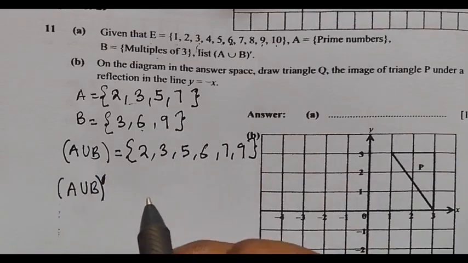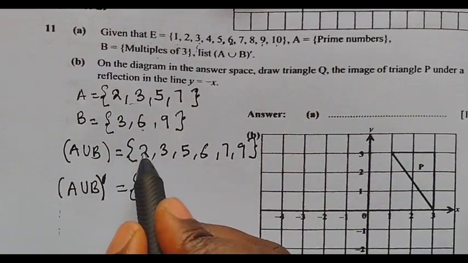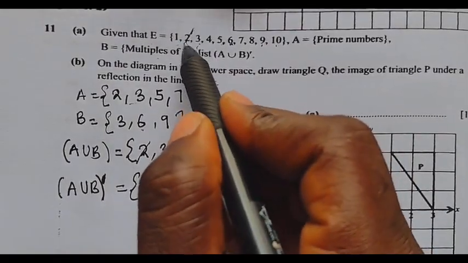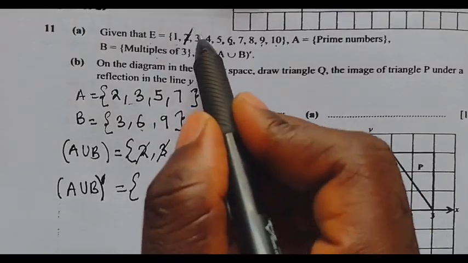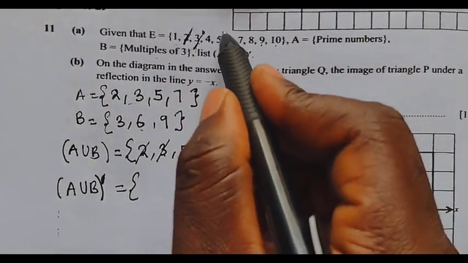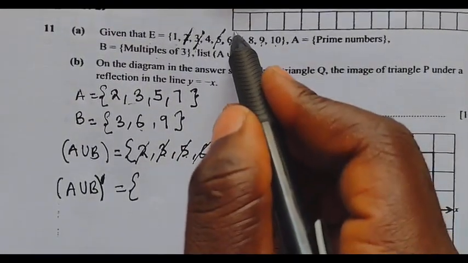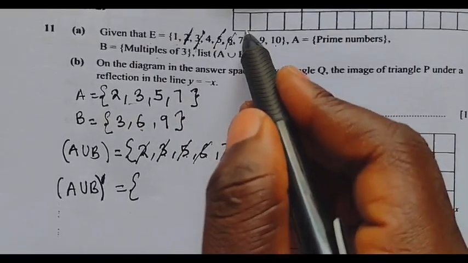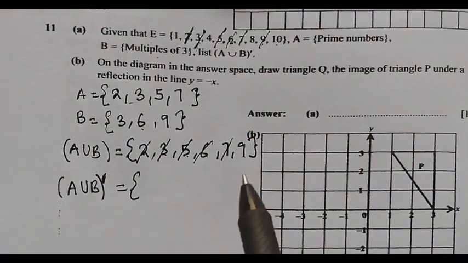So we can cancel from the universal set. You can see here we have 2, and even here we have 2, so we cancel like this. We have a 3 right here, we can cancel. Even there from the universal set, we have a 5, we can cancel. Even here, we have a 6, we can cancel. Even here, we have a 7, we can also cancel. We have a 9, you can also cancel a 9 like that.